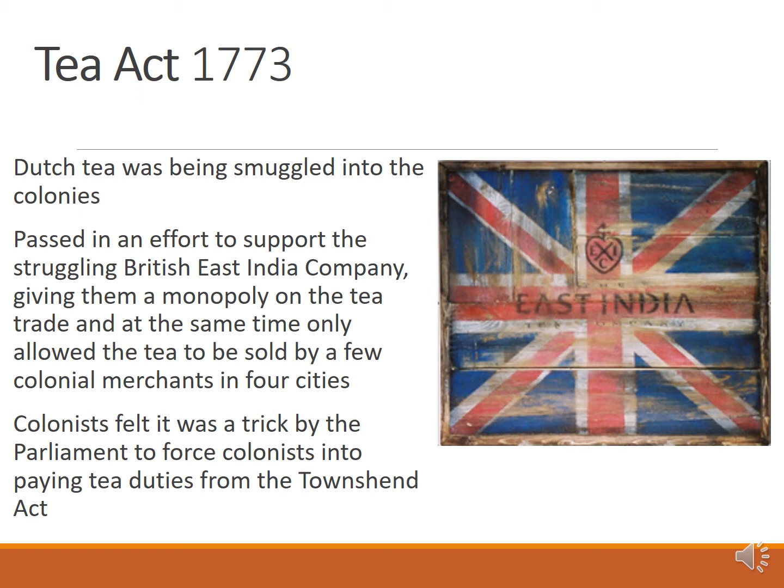This was in reaction to the fact that a lot of the colonists bought illegal, smuggled-in Dutch tea. And so the East India Company comes up with this plan to basically get a monopoly on the tea trade. It allowed the East India Company to travel all the way from India directly to the American colonies without having to stop in England first. And then it set up certain merchants in the colonies that had the sole authority to sell the tea.